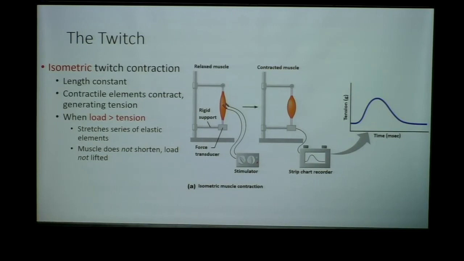So we have an isometric twitch. This is where the load is greater than the tension. And that's because the tendons are moving, but the muscle does not. The tendons are moving, but the muscle does not. And a good example for this is if you're trying to lift something that's too heavy.